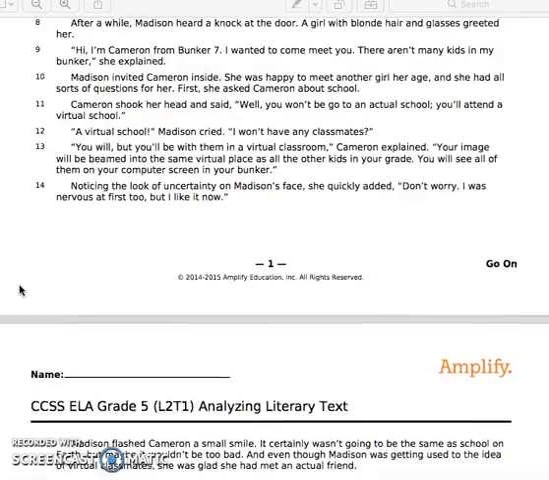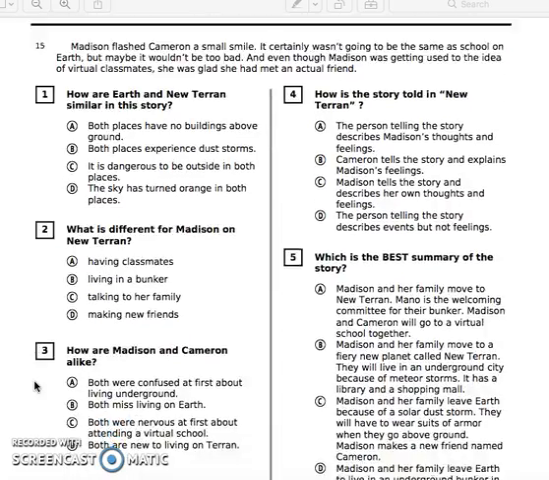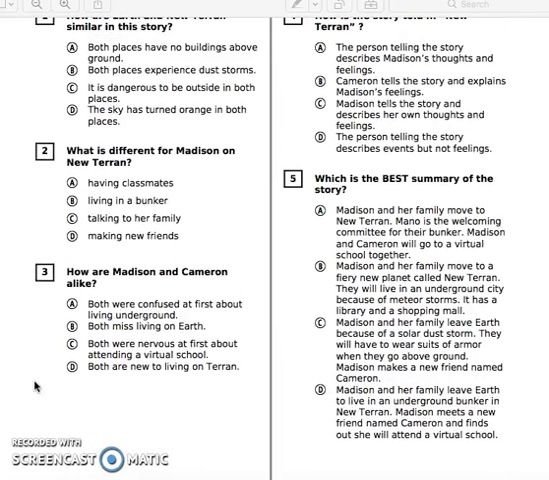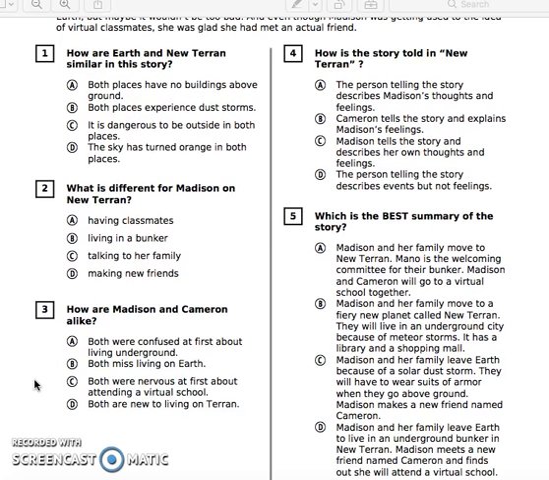So you'll need to go back in the text and find out what is different about New Terrain for Madison. You'll need to underline that answer in the text and then choose your answer. Press pause to write down your answer and play when you're ready for number 3.